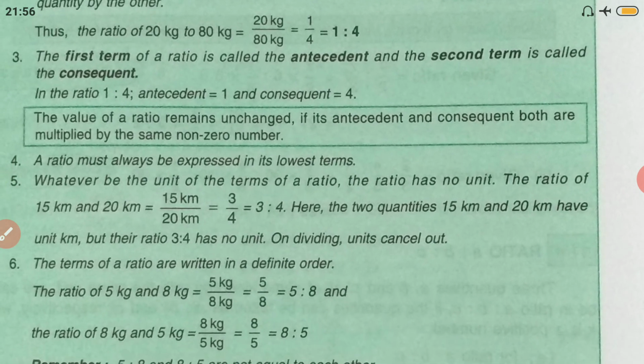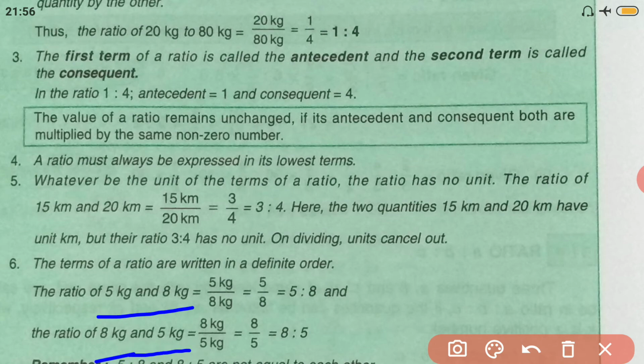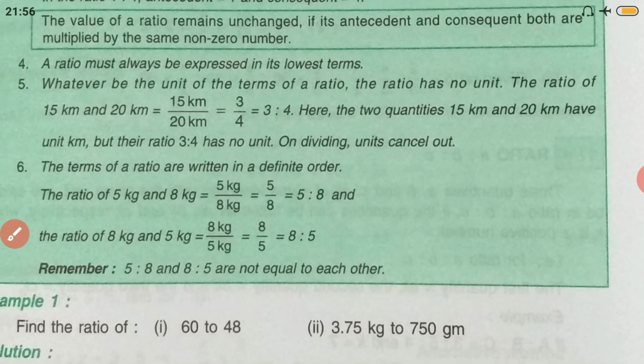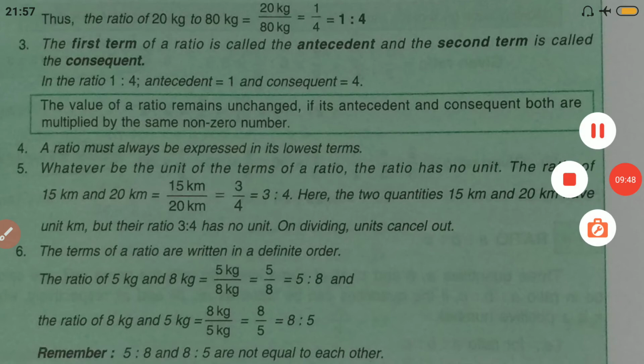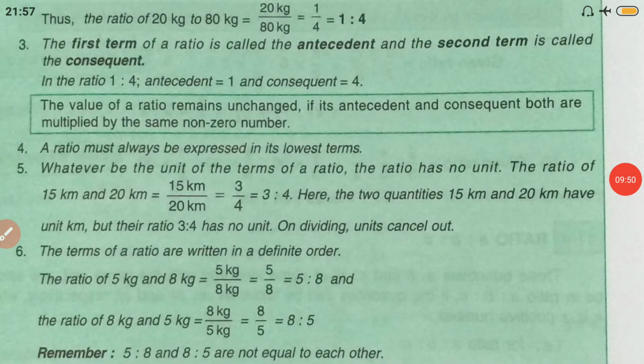Number 6, the terms of a ratio are written in a definite order. For example, ratio of 5 kg and 8 kg, 5 has to be in the numerator, 8 has to be in the denominator. You cannot write 8 upon 5. And if it is 8 kg and 5 kg, 8 has to be in the numerator and 5 has to be in the denominator, right? Now I think we can do the sums. So let us go to the exercise.